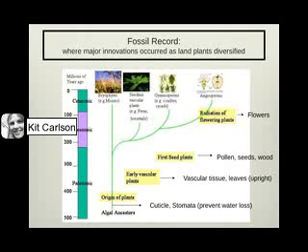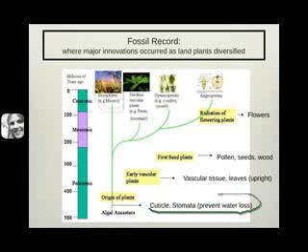So when we look at the fossil record, this graphic shows us where the major innovations occurred as land plants diversified. The earliest plants on land would include the seedless non-vascular plants. But in most of the seedless non-vascular plants, we see some way to prevent water loss. So the vast majority of these plants will have cuticle and stomata.